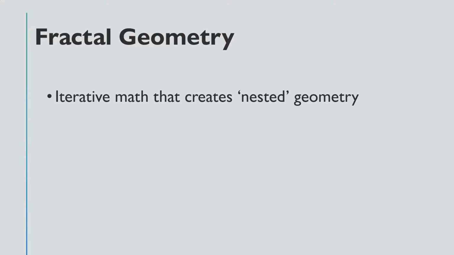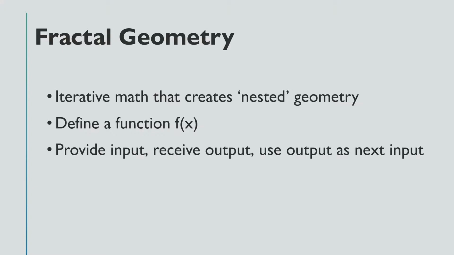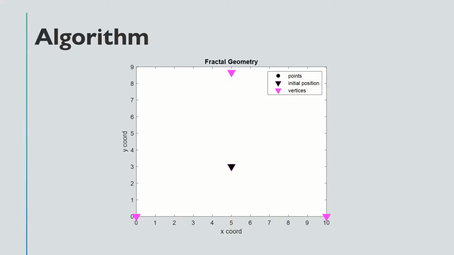Fractal geometry uses iterative math that creates nested geometry. You start by typically defining a function f of x. You provide an input through which you receive an output, and then you use that output as the next input to that same function. Written here in math terms, you start with a random value of a, f of a gives you b, and then you calculate f of b, which gives you c, you throw c back in, f of c equals d, and so on.